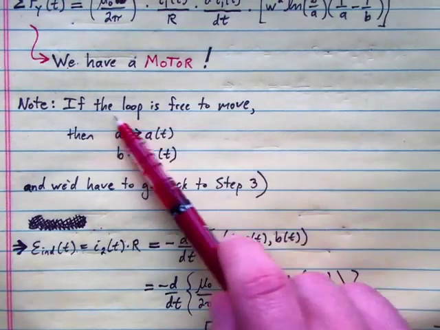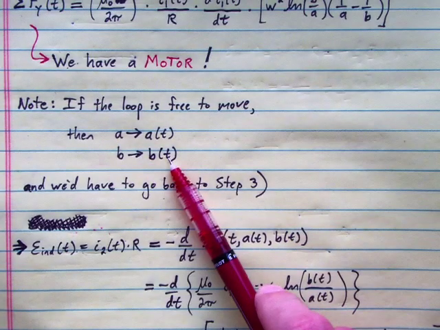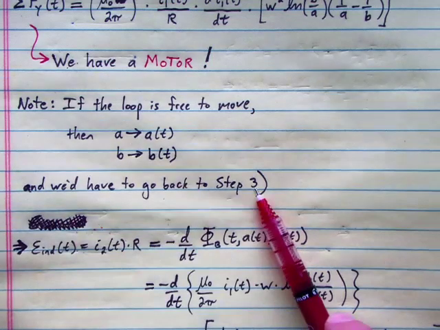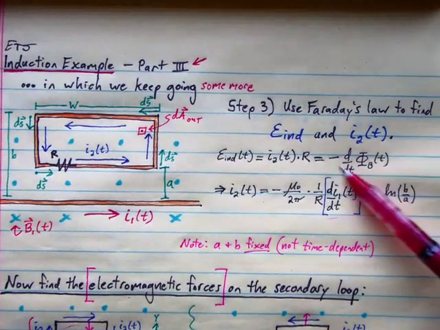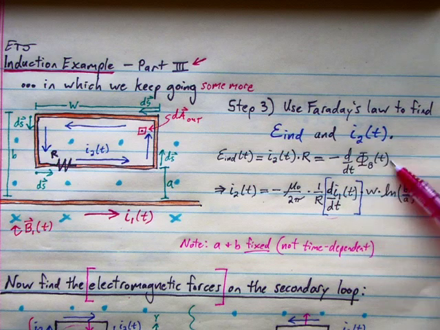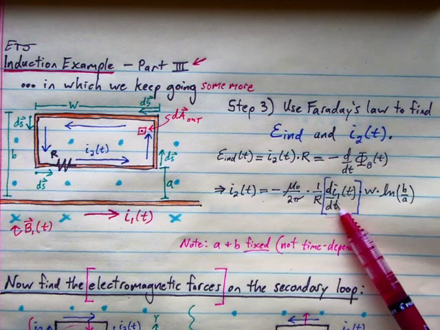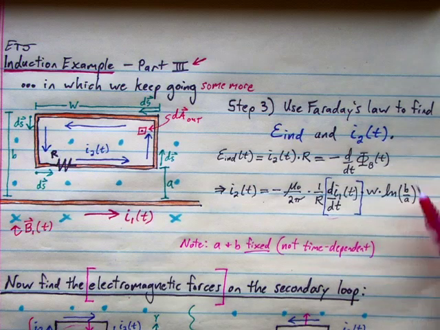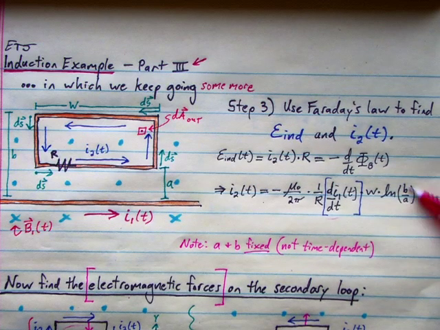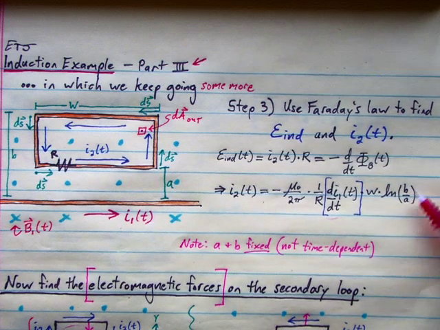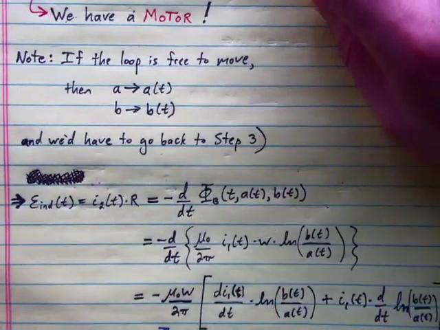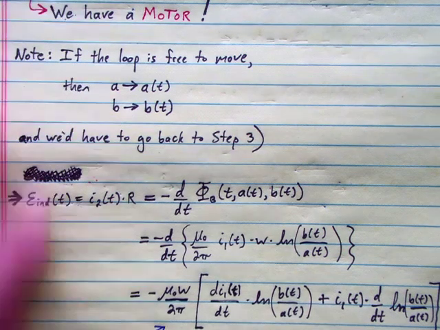If the loop is free to move, then A and B both become functions of time, and we have to go back to step 3. In step 3, when we took this time derivative of the magnetic flux, that time derivative acted only on current I1 because A and B were not functions of time. But if A and B are allowed to change with time, if the loop is allowed to move, then these are functions of time as well. So this time derivative needs to act on both I1 and B and A. So that means back at step 3, here's what we would have to alter.